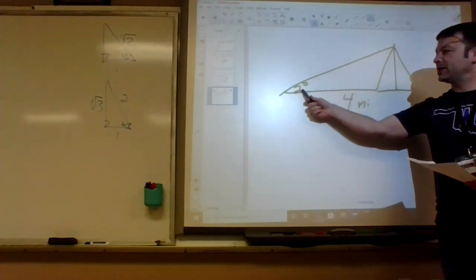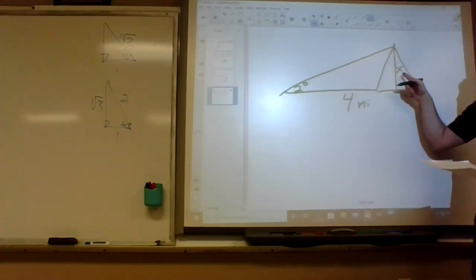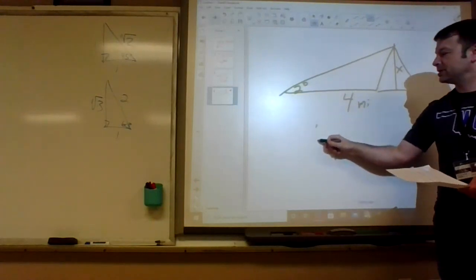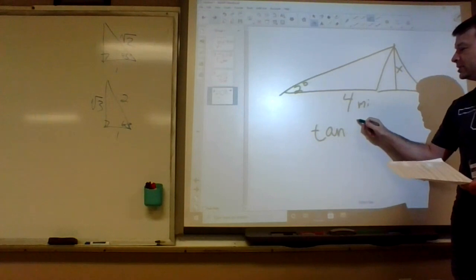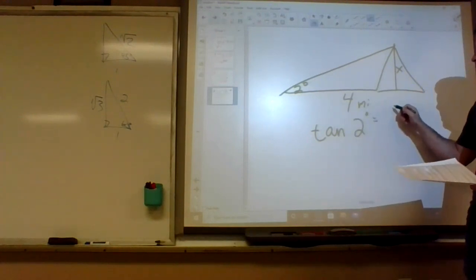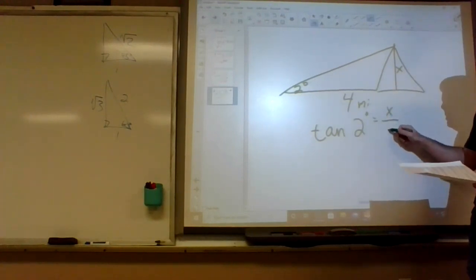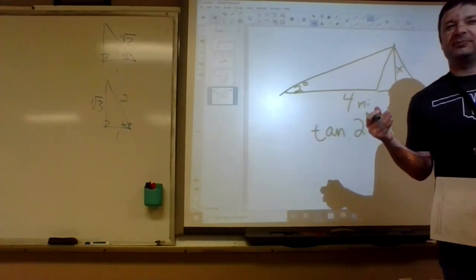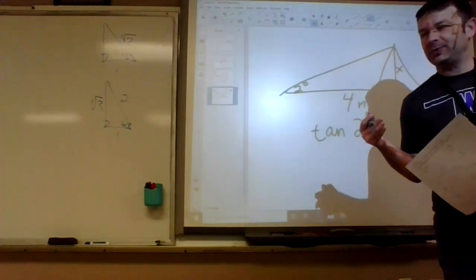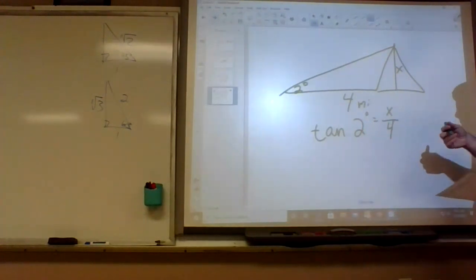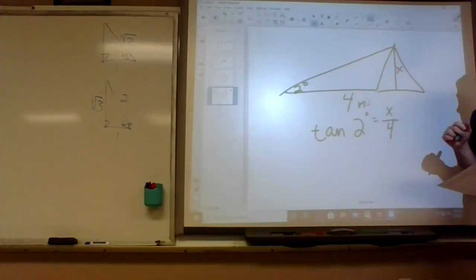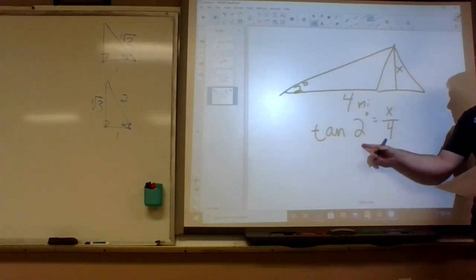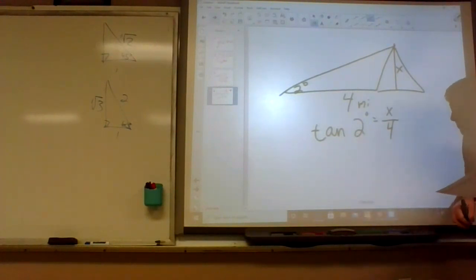So relative to this angle, the tangent: opposite, adjacent, tangent. Tangent of 2 degrees equals opposite over adjacent. Well, the 4 is 4 miles. So mountains aren't going to be a mile high typically. So it should be a small number. So how do I solve for x times 4?